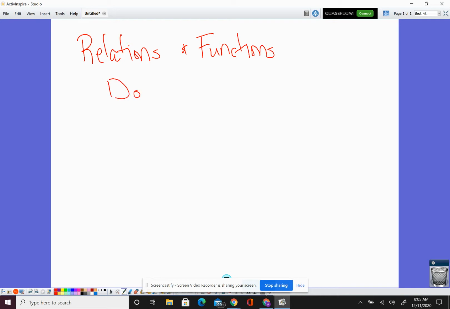Not a step back, but just a little bit of a step to talk about relations and functions and how they are going to correlate with each other. And it's going to refer to domains and ranges.